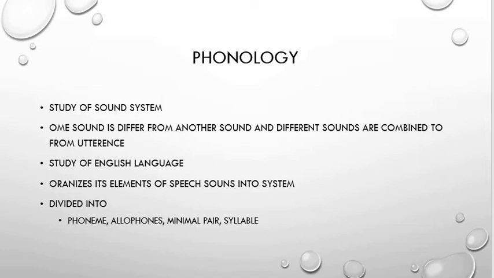This is allophone. Now I am going to discuss the minimal pair. A pair of words that differ by only one phoneme in the same position but have different meanings is called a minimal pair. For example, zip, sip, tip, dip: they sound the same except for one phoneme, but they have different meanings.